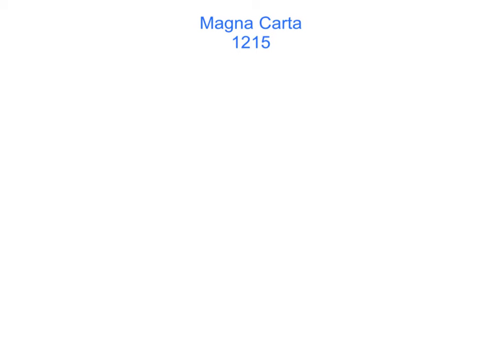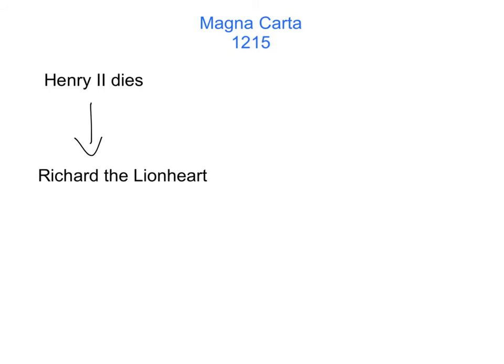Okay, so now we move on to the Magna Carta. The Magna Carta is a legal document signed by a king of England called John Softsword and the nobles of the time. But first I have to tell you a little bit of the story leading up to the Magna Carta. So when Henry II dies, his son, Richard the Lionheart, takes over as king. Hopefully you remember who he is from the Third Crusades.